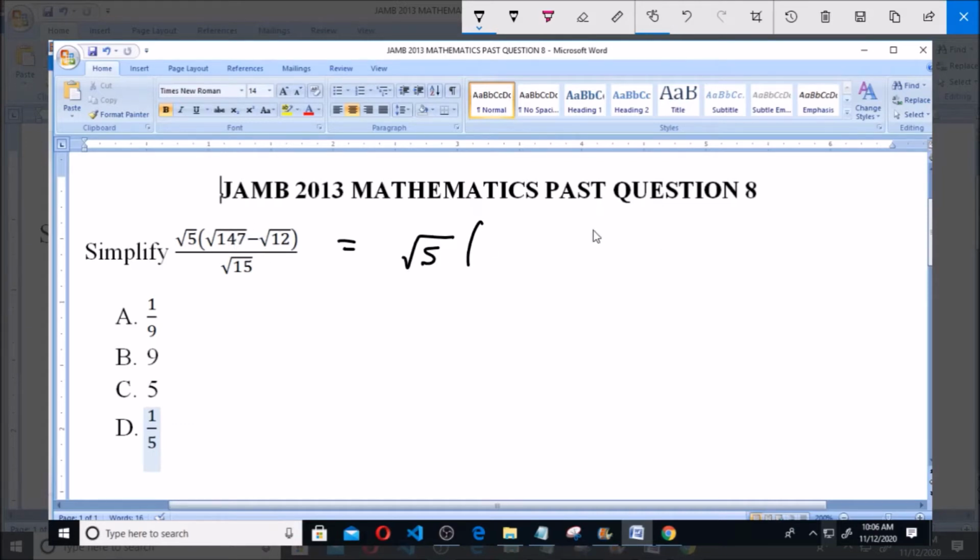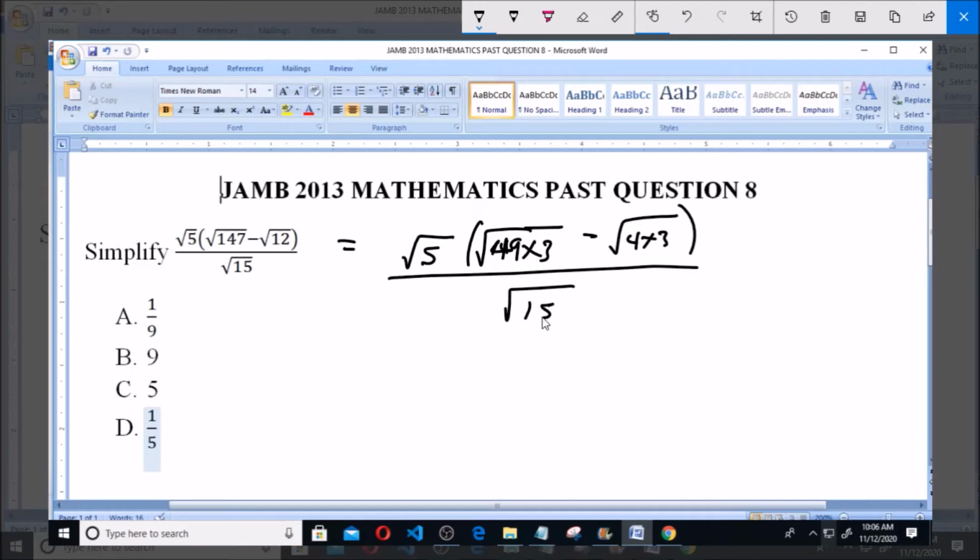147 can be seen as, we have to express it now as a product of a perfect square and another number. Now a perfect square which is a factor of 147 is 49. 49 multiplied by 3 will give us 147. So we can see 147 is now 49 multiplied by 3, root 49 multiplied by 3, then minus also 12 will be what? Root 4 multiplied by 3, because 4 also is a perfect square, all over root 15.